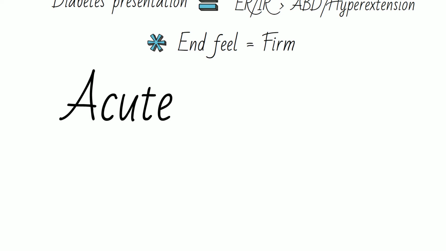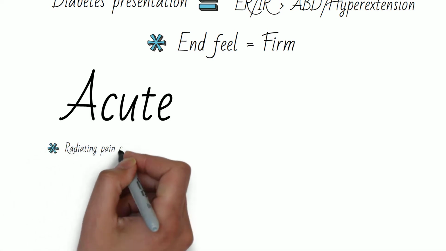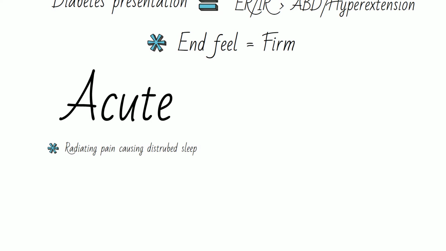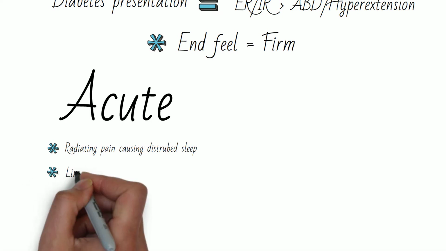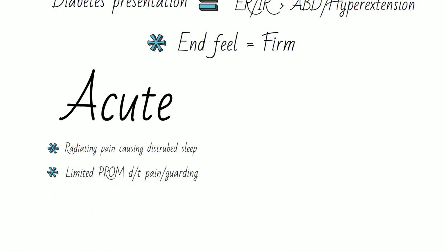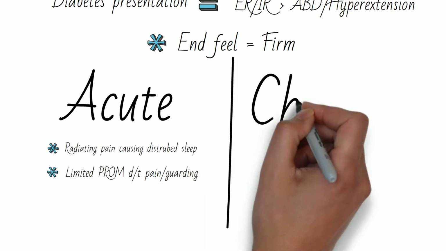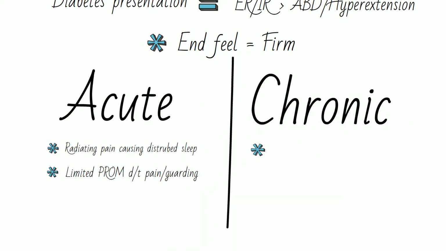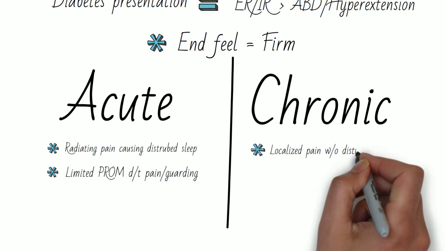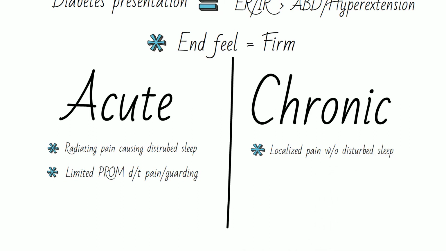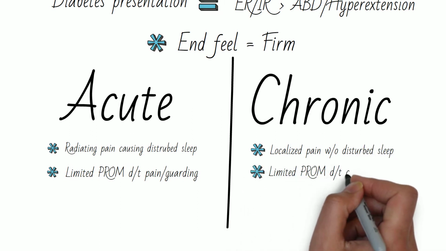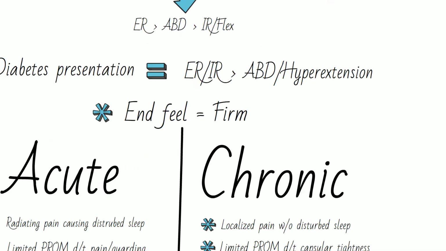The presentations in the acute phase are more pain symptoms. These can happen at night or during the day, and passive range of motion is limited due to the pain or guarding. In the chronic phases, you're looking at more localized pain in the shoulder. The patient is no longer awakened by the pain, but the passive range of motion is still going to be limited due to the capsular tightness.